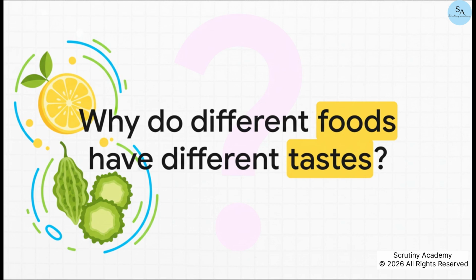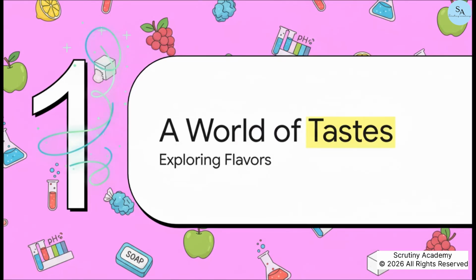We all know that different foods have different tastes, but have you ever just stopped and wondered, why? What exactly gives a lemon its tang or a bitter gourd its sharp bite? That is the mystery we're going to unpack in this explainer. So to start, let's just explore this really familiar idea of taste and see where it takes us.